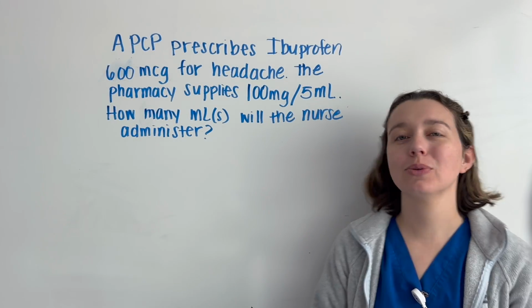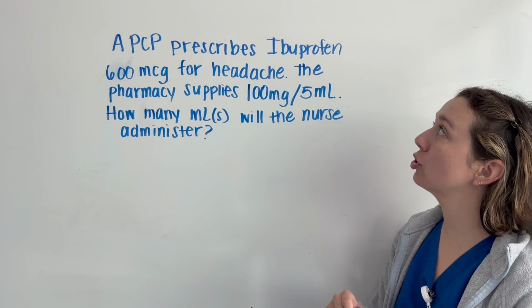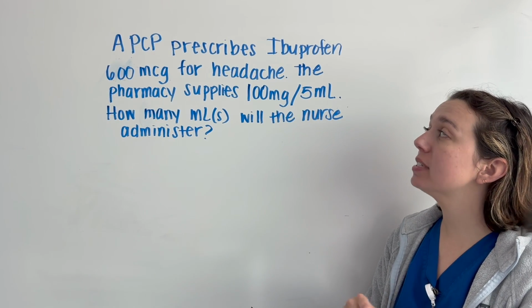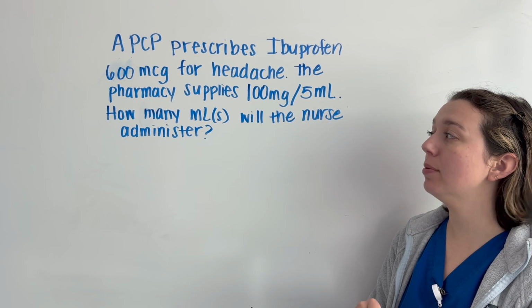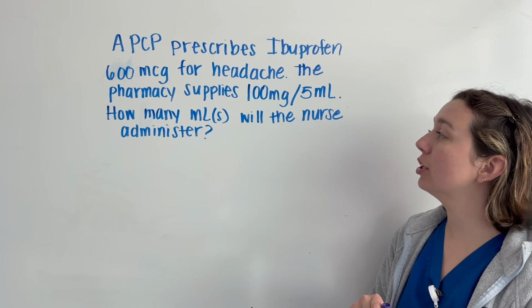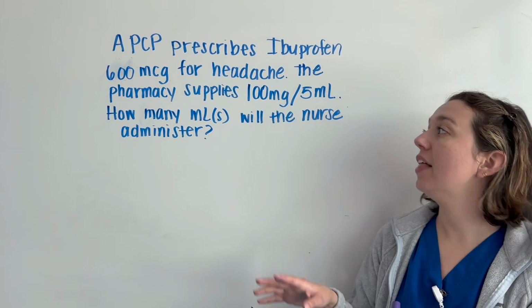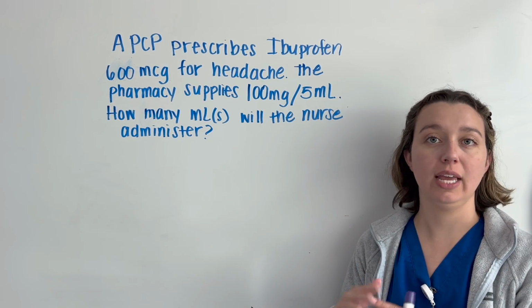Okay, let's look at this question. A PCP prescribes ibuprofen 600 micrograms for a headache. The pharmacy supplies 100 milligrams per 5 mLs. How many mLs will the nurse administer? We're going to give you guys a second to work on this, and then we'll come back and show you the answer and work on it together.